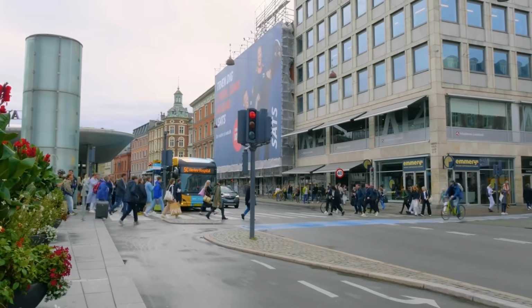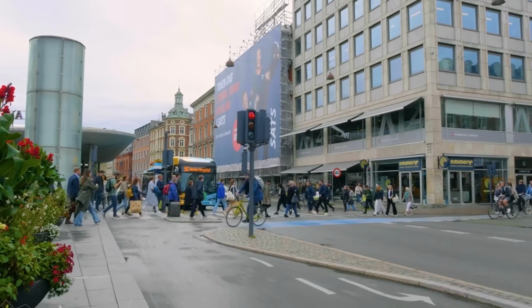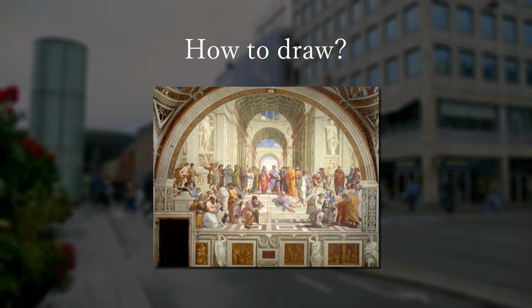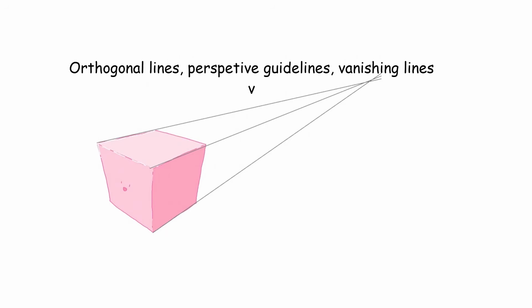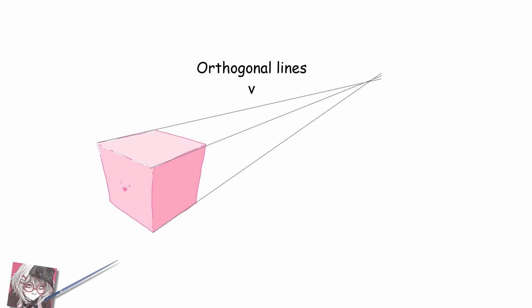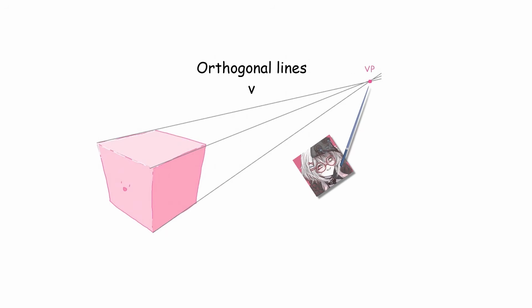Every object, building, person, everything. So how exactly do we draw it? If we draw lines along the edges of this box, they will converge. We usually refer to these as orthogonal lines, perspective guidelines, or vanishing lines. Different names, same idea. The orthogonal lines converge together until they meet at a point. That's what we call a vanishing point.